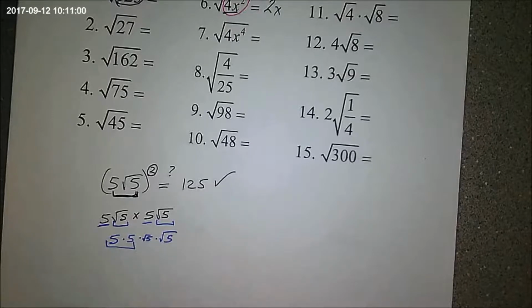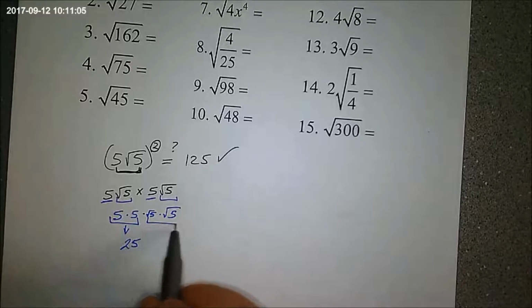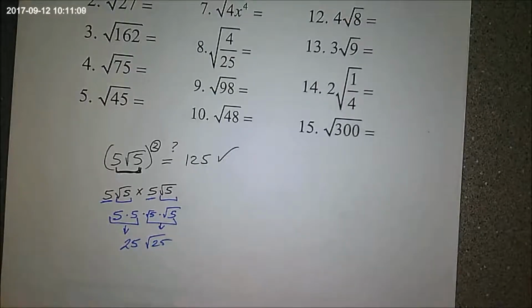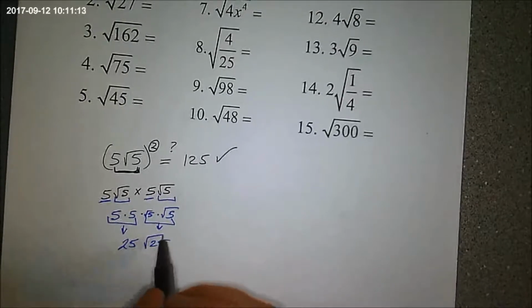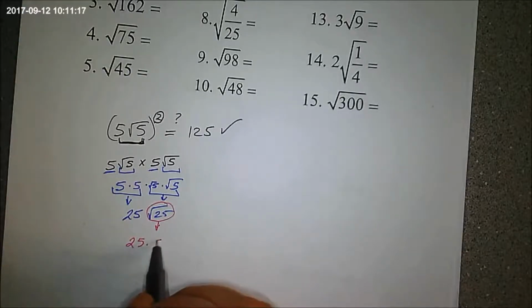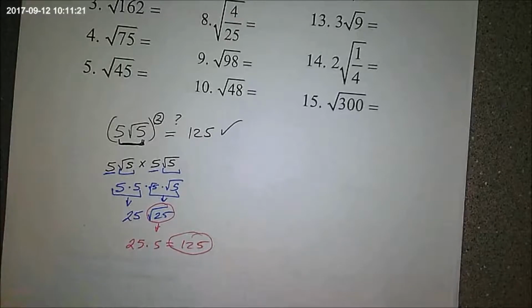So writing out every single step, no shortcuts. This is 25, yes? And this is the square root of 25. I'm not very good at square roots, but I think the square root of 25 is 5. I think this equals 5. So I think that whole thing is 25 times 5, and that does equal 125. That's how I know I'm right. Questions?